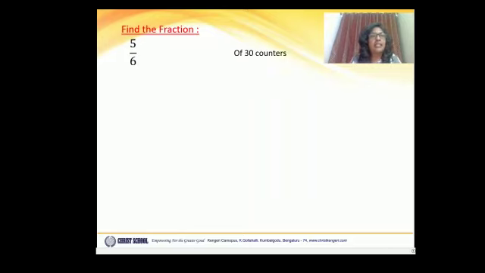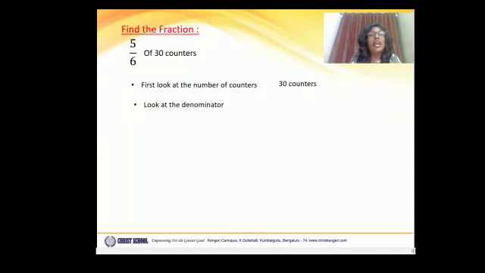5 by 6 of 30 counters. To solve this fraction, we have to follow some steps. The first one is you have to look at the number of counters. How many counters do we have? 30 counters. Look at the denominator. What's the denominator?